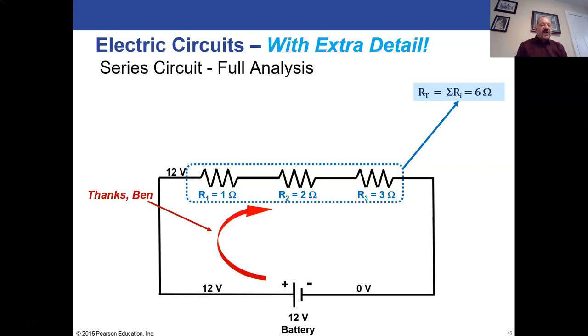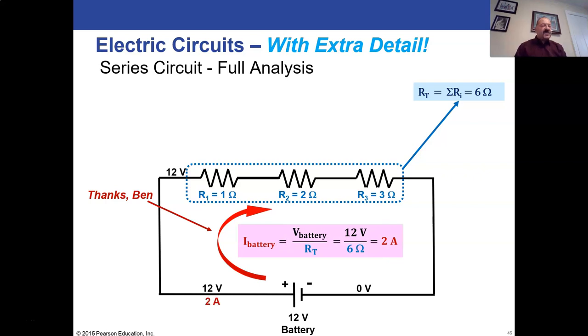All right. If you were to look at the 3 resistors, since they're in series, they would behave as if it was a single resistor that had the sum of those resistances. So the total resistance is the sum. That's what the capital letter sigma is. It's the mathematical symbol for sum of all the individual resistances. 1 plus 2 plus 3 equals 6 ohms.